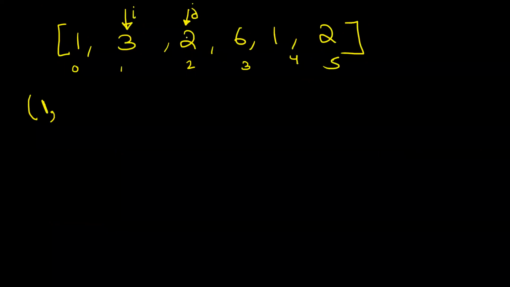I first of all check. 3 plus 2 is 5. Is 5 divisible by 3? No, it is not divisible. So 1, 2 is not a valid pair. Let us move J forward. Then I consider 1, 3. 3 plus 6 is 9. Is 9 divisible by 3? Yes, 9 is divisible by 3. So this is another valid pair. So I will increase my count and my count will become 3. This is the third pair. Then I will move my J forward.